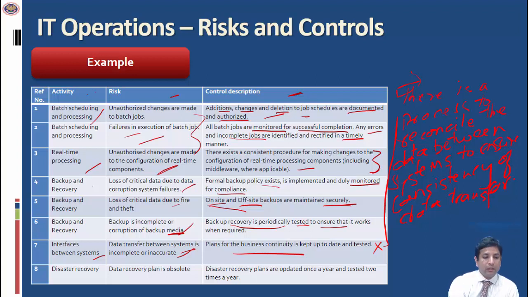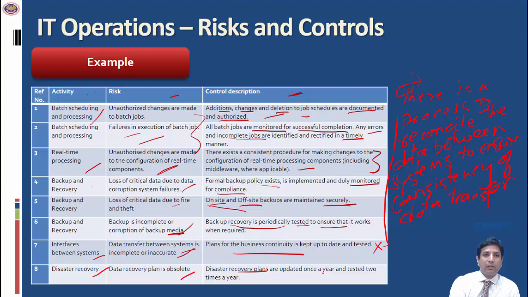Now let us look at the last activity, which is disaster recovery. What could go wrong? The data recovery or the disaster recovery plan may be obsolete. That is a risk. So the control for that is plans for business continuity are kept up to date, and similarly disaster recovery plans are updated once in a year and tested maybe twice in a year. This is specific to one company and also the generally accepted practice.